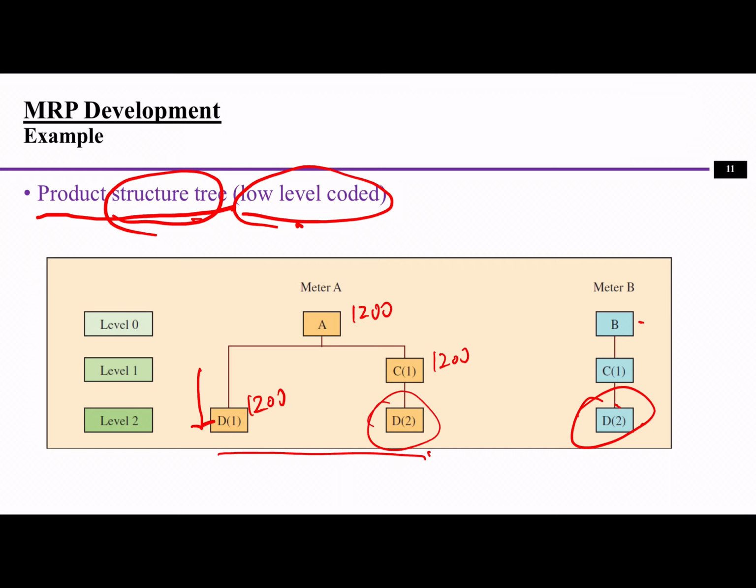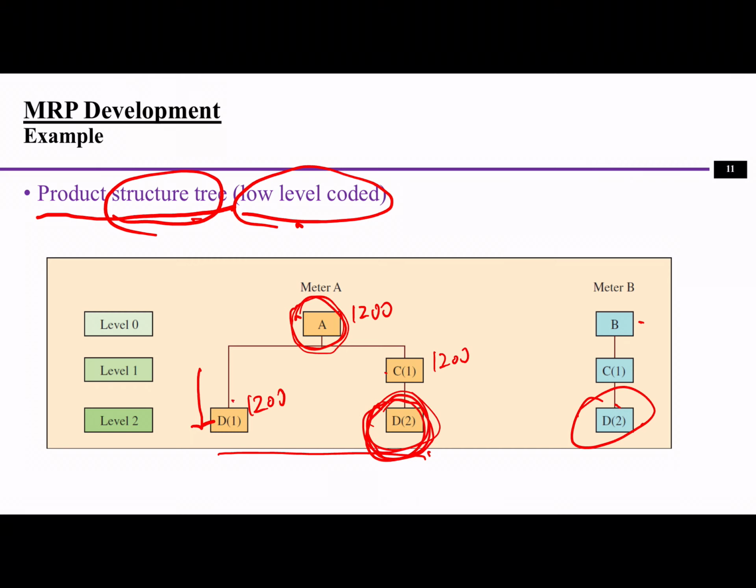I'm not talking about this D here right now, because this D is not directly related to A. I only look at when I'm placing the order of 1,200 A. I only look at what the direct needs are, the direct needs closely related to A. That's the C and the D, right?